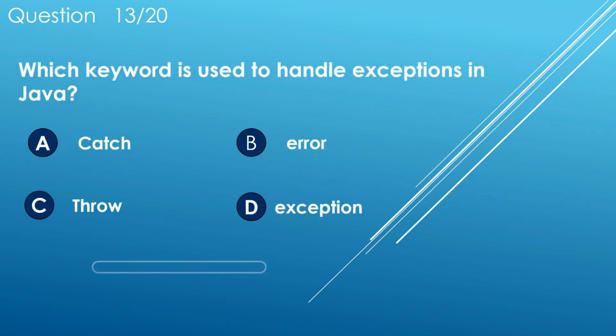Which keyword is used to handle exceptions in Java? A. Catch. B. Error. C. Throw. D. Exception.